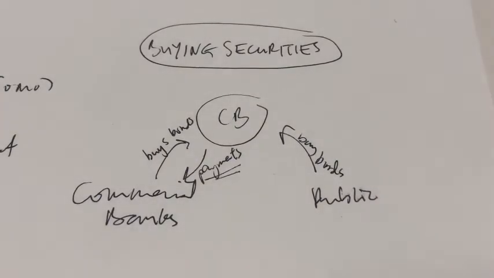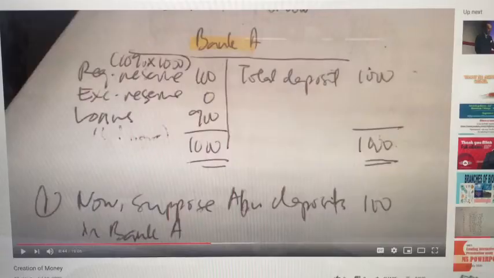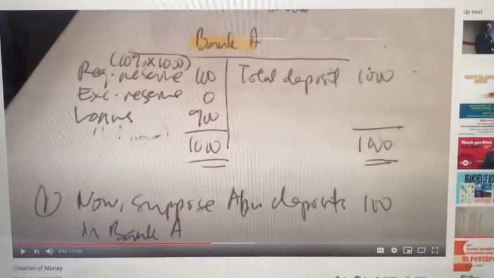Okay, I'll show you the account to see the effects. Let's look at the account. So what happens when the central bank buys bonds from the public instead of the commercial banks directly?